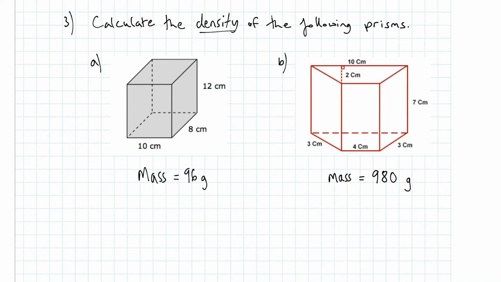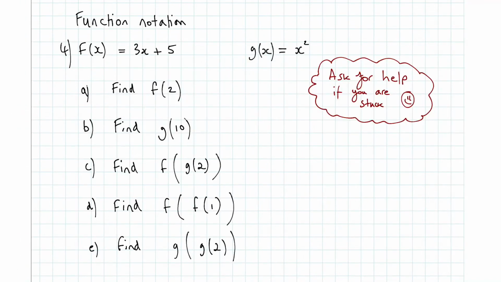On to question 4. Function notation. This was a bit of a difficult one for some of you. You've got the functions f of x and g of x, and you've been asked to find f of 2, g of 10, and so on. This bit down at the bottom I would say is teaching to the top, when we've got f of g of 2, and the composite functions are called. Maybe ask someone else in the group or ask me at break time and see if you can get through those questions. Look back in your maths book at what we did in class. On to question 5.